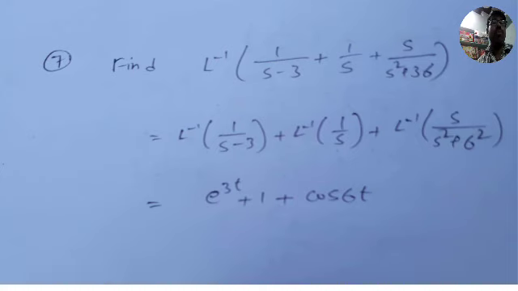Very good. Yes. What is the answer? E power of 3t plus 1 plus cos 6t. Same formulas. What is the first formula you are using? L inverse of 1 by s minus a is e power of at. Second formula, L inverse of 1 by s is 1. Third formula, L inverse of s by s square plus 6 square is cos 6t. Yes, everybody did.